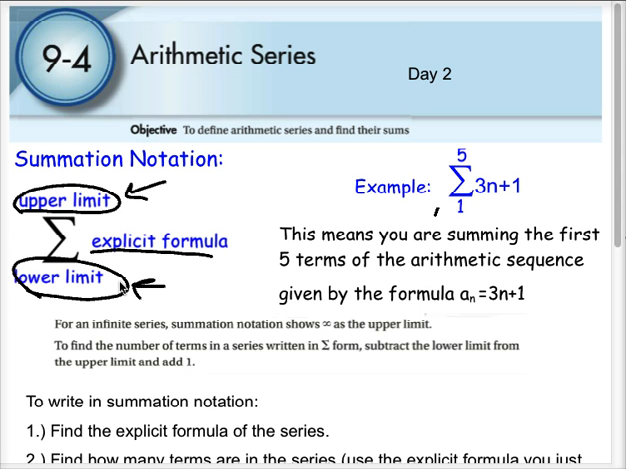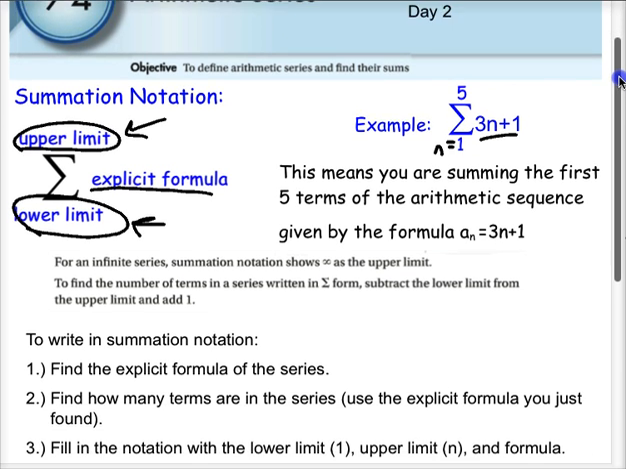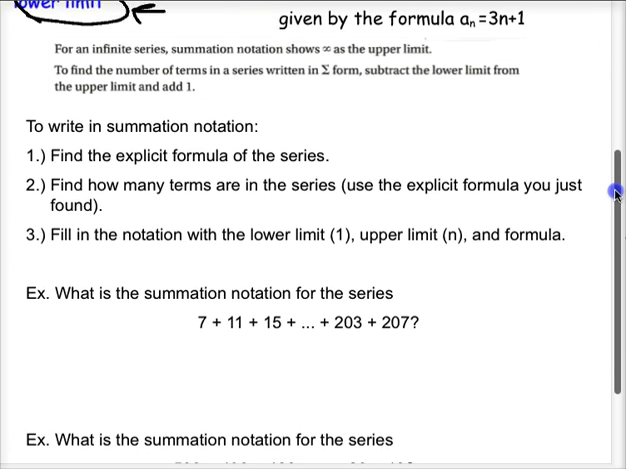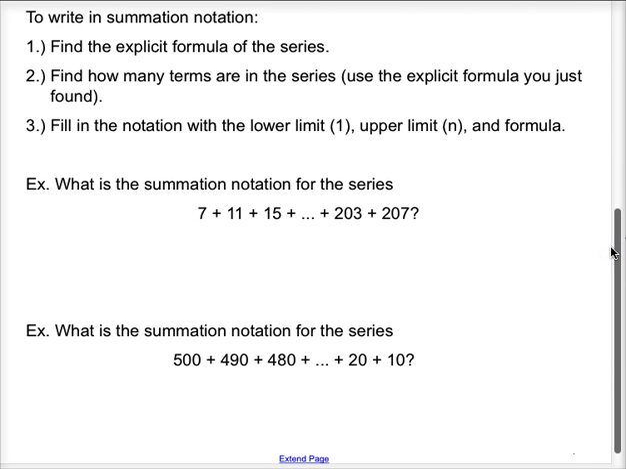So you'll even usually see that first one down there being n equals. So you're starting at n equals 1, and that's saying you're working your way up to n equals 5 using that explicit formula for the sequence. So that's what we're talking about when we're talking about summation notation. So let's discuss, how can we write something in summation notation? Because it's going to be important that we can go back and forth between the two.